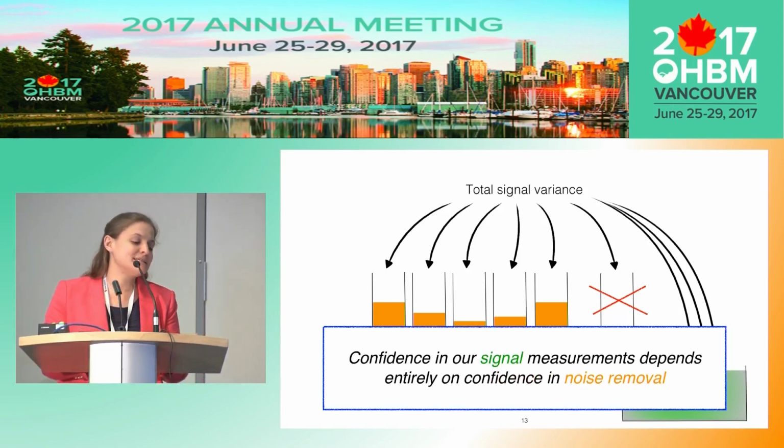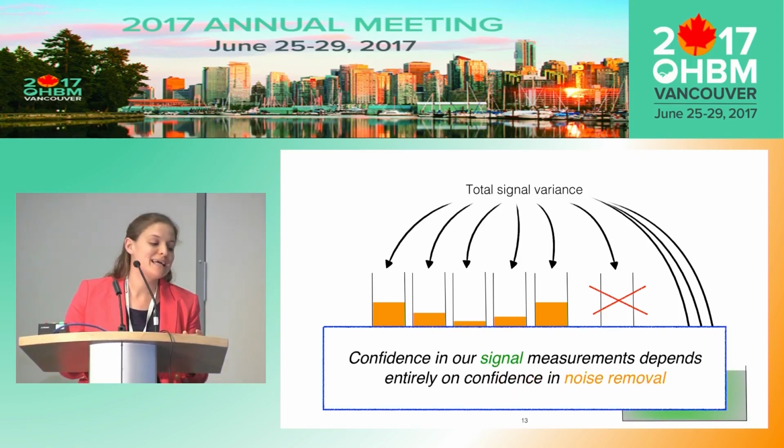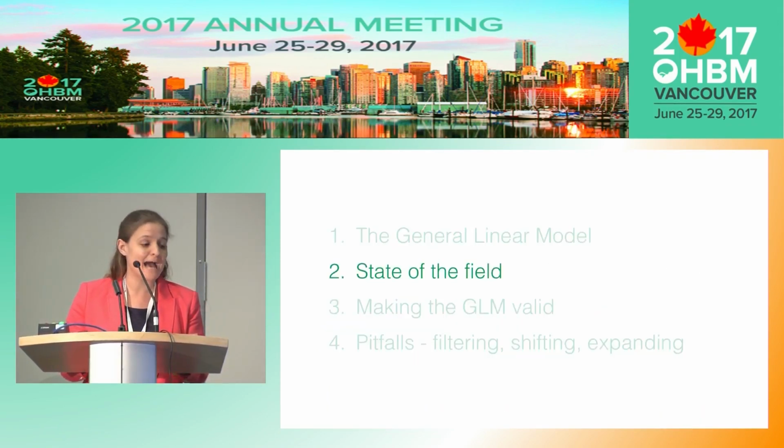So what we see quite clearly is that, particularly in resting state fMRI, to have confidence in our signal measurements, to understand resting state fluctuations that are so interesting to us, this is entirely dependent on having confidence in this noise removal. Anything that we cannot identify as coming from noise becomes our de facto signal of interest. So nuisance regression becomes absolutely essential.